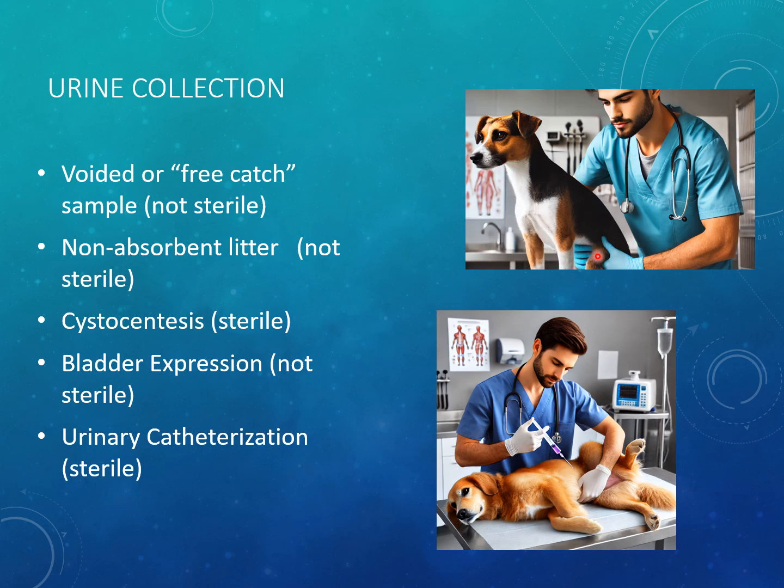However, there are certain drawbacks to bladder expression. When we're pressing on the bladder with this pressure, you can cause a rupture of the bladder. If there's some kind of an obstruction, you can cause damage to the urinary tract like bleeding and trauma. And you can also send bacteria that's in the urine back up into the kidneys and cause a kidney infection. And then lastly, we have urinary catheterization, which is also considered sterile. However, like you can see here, this cat has a urinary catheter in.